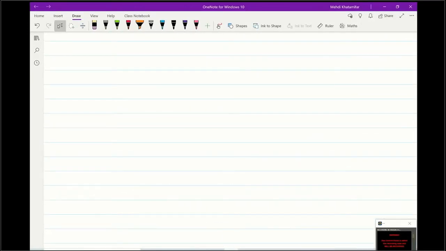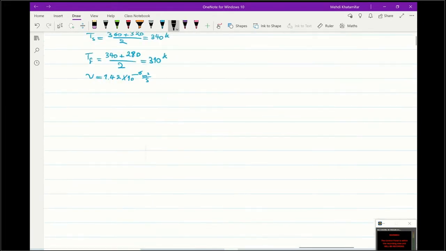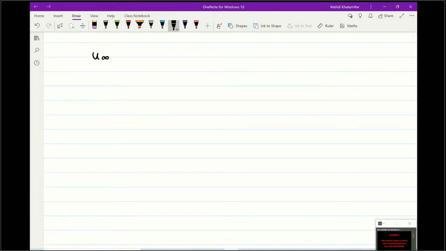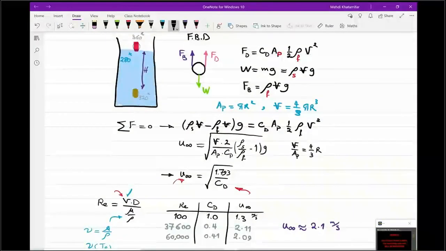So I'm going to start: okay, I know the velocity of that ball or sphere. We call it U infinity, and velocity is height divided by time. That's easy. So if I want to find height, I can simply multiply the velocity by time. Now I need to know how long it takes for that sphere to cool down from 360 to 320.